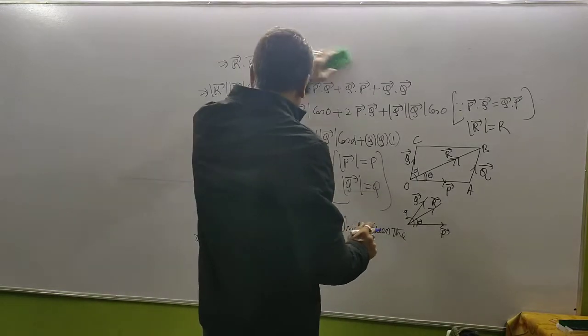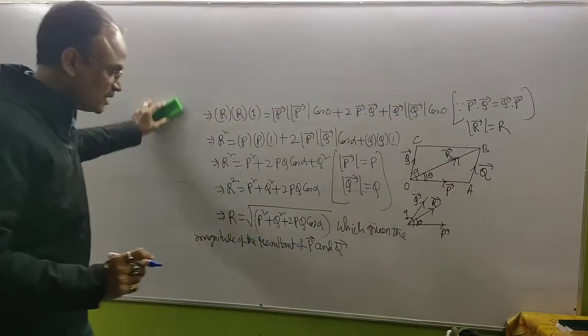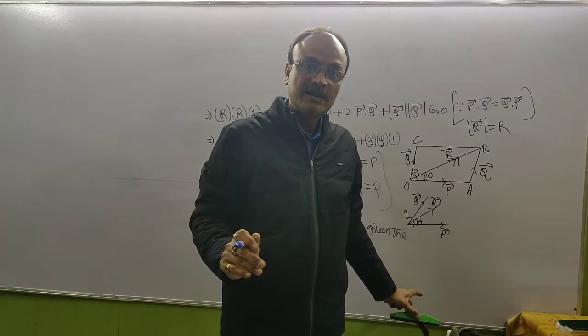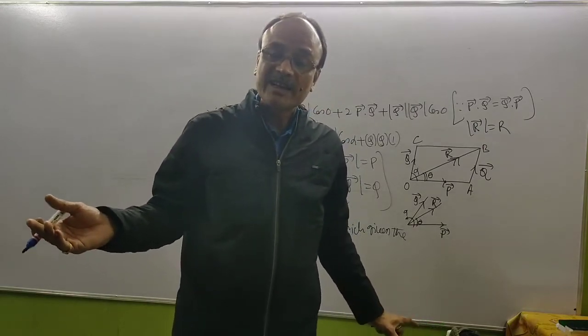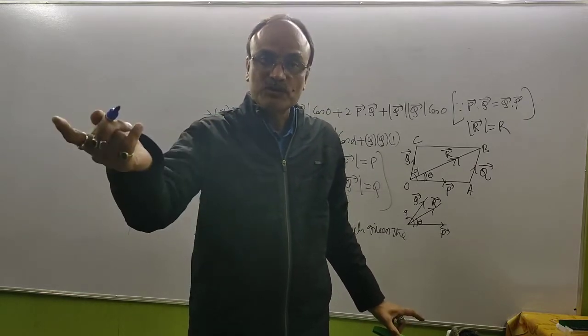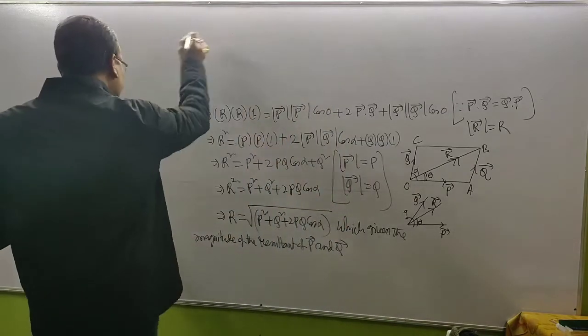Remember it. You will have to remember this. The magnitude of the resultant of two forces P and Q acting at a point, at an angle alpha, is equal to root of P square plus Q square plus twice PQ cos alpha. Remember this.